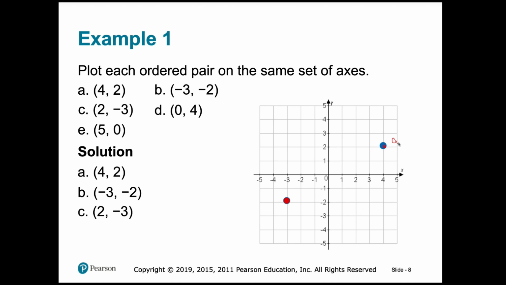C says we are going right or left? Right. And then up or down? Oh, whoops, I put it on the wrong one. D, left or right? In the middle. We don't go left or right. We just stay on that middle line. Up or down? Up 4.